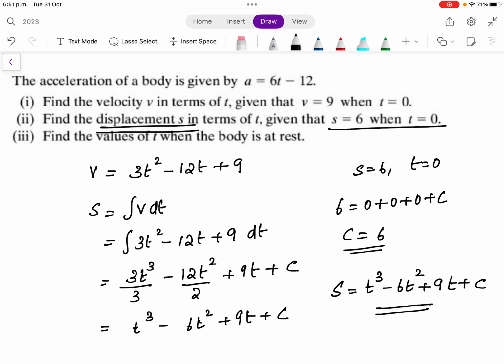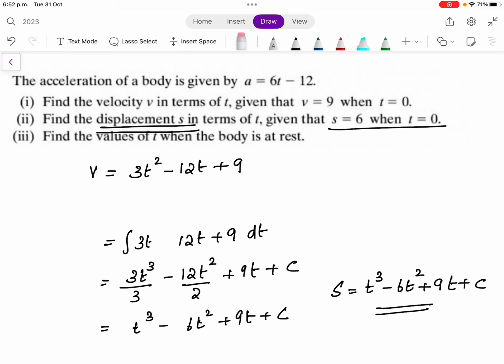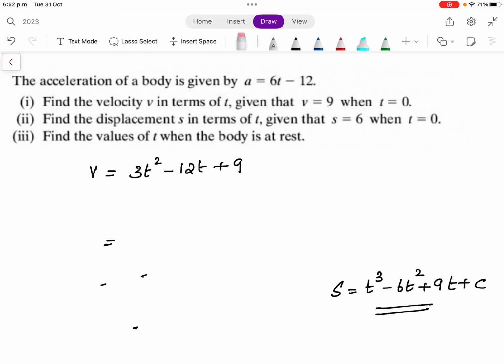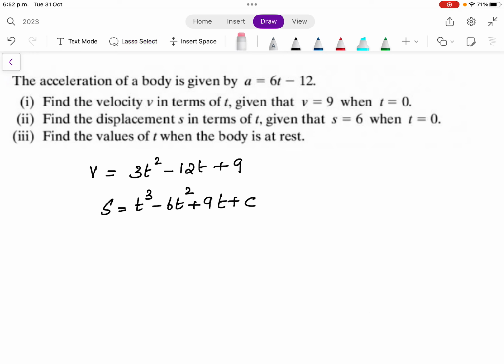Now moving on to the third part of this question: find the values of t when the body is at rest. For the time being, let me just copy this and paste it here so that it is easy for me to work on. Now we have found the velocity and the displacement. The body is at rest means v is equal to 0. So I can take this equation: 0 is equal to 3t square minus 12t plus 9.